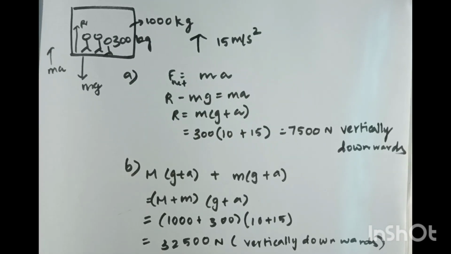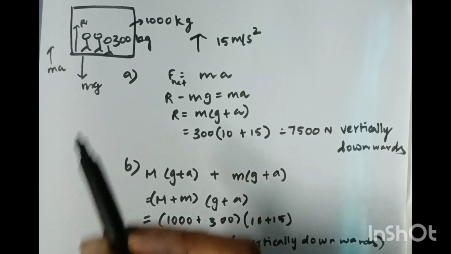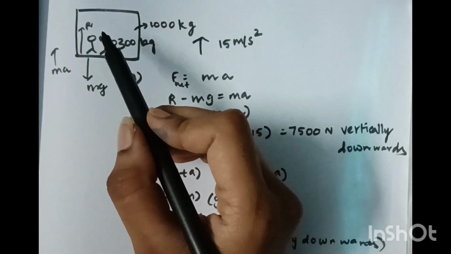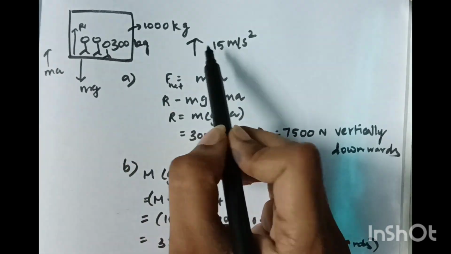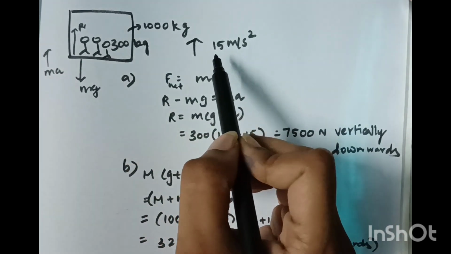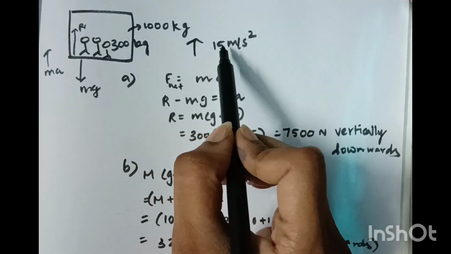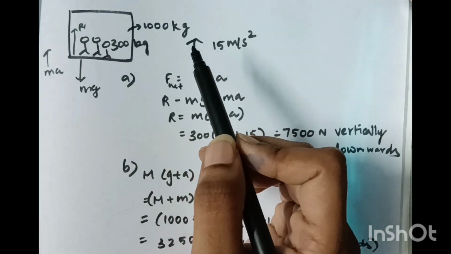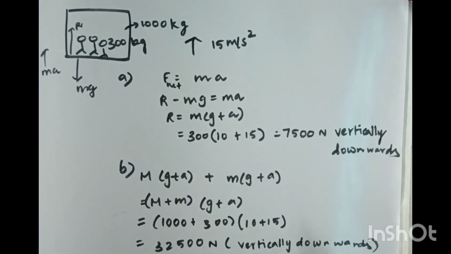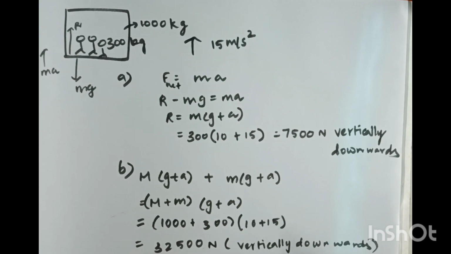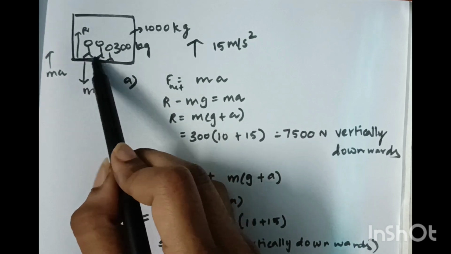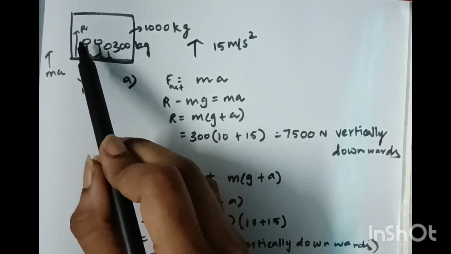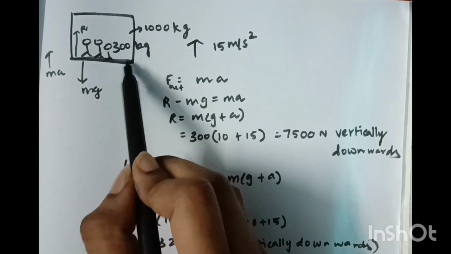So in the question it is given a helicopter of mass 1000 kg and the passengers of weight 300 kg are rising upwards with an acceleration 15 meter per second square. So the acceleration is in the upward direction, and the first question they are asking is the force on the floor by the crew and the passengers. That means what is the force on this floor by the passengers?